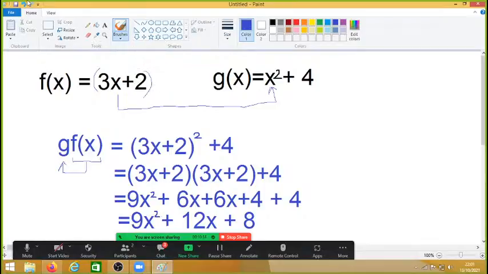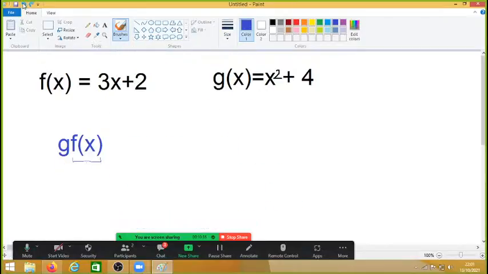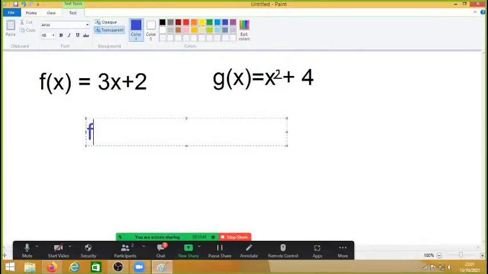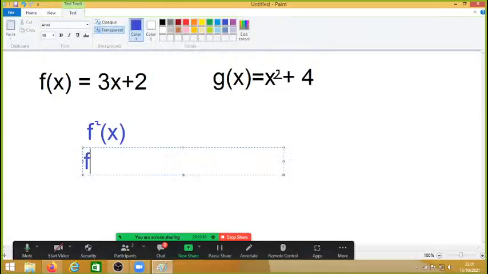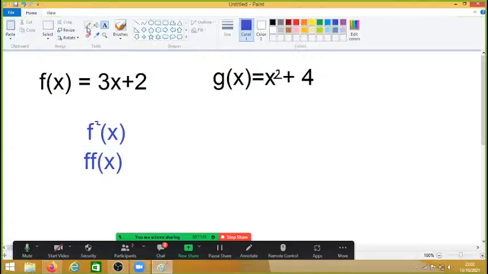Okay, good. And the next one now is going to look a little bit tricky, but it's not hard at all. It's f squared x. But here the f squared doesn't really mean that we have to square anything. It just means that I've got f twice, because power 2 is just a short way of writing the number twice. So f squared x really means that it's f twice.